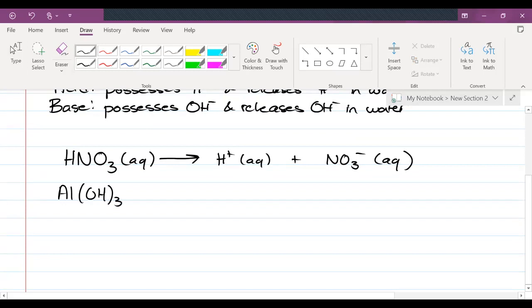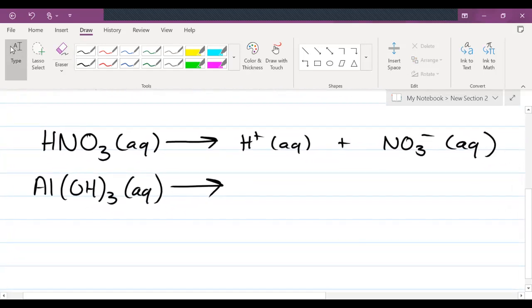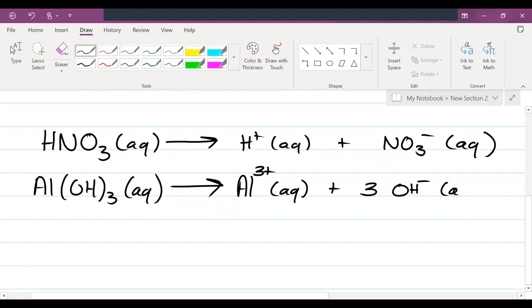That is a base. You can tell because it has hydroxide. How many aluminums are there in that compound? No. 1. What must the charge of that 1 aluminum be? +3. How many hydroxides are there? 3. So you write 3 OH. You do not write OH3. 3 OHs mean you have 3 separate OH ions.